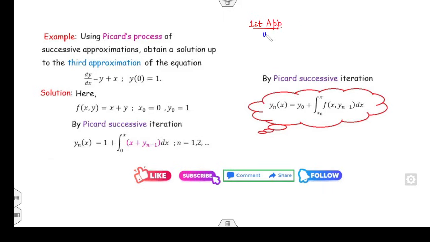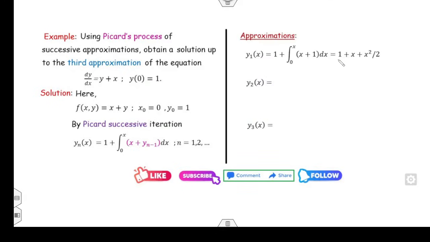The first approximation means we start with y1. So what is y1? It's y0, so that means 1 plus the integration from 0 to x of x plus y0. What is the value of y0? 1. Fine. Now can you integrate this? This number is 1. Integration from 0 to x gives x square by 2 plus x. Fine. Now you can find the value of y2. What is the value of y2? 1 plus the integration from 0 to x of x plus y1, and the y1 we have obtained is 1 plus x, so it will be 1 plus 2x plus x square divided by 2, dx.